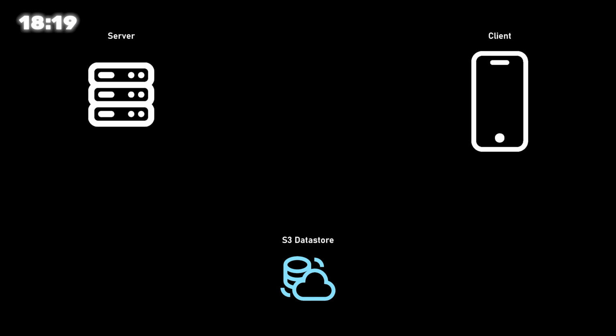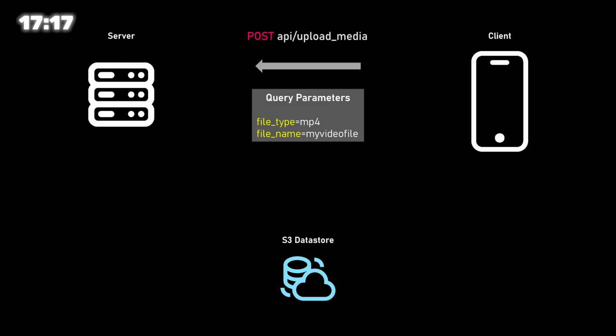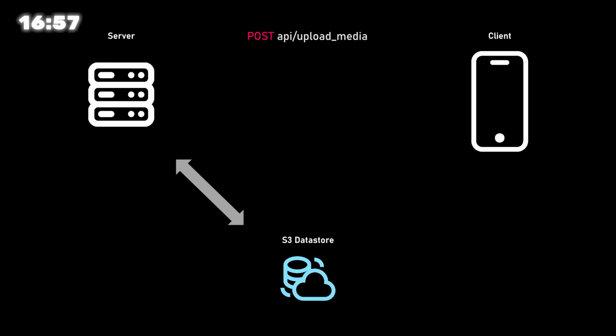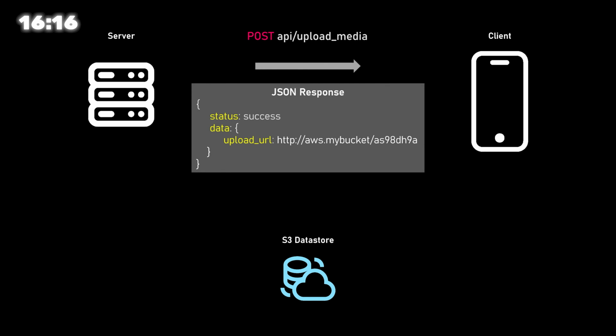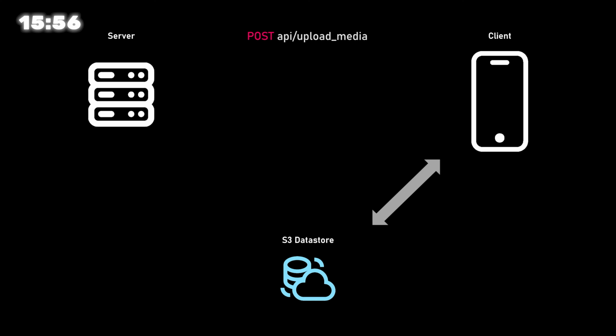In order to accomplish this, we can create an endpoint on our backend called upload media. This endpoint will obtain a pre-signed upload link from S3, and then we can send that link back to the client. Then the client will upload the video directly to our S3 instance with the given URL. With this method, we can avoid storing our AWS credentials on the user's device, aka the front end.